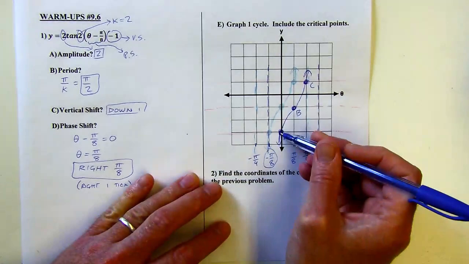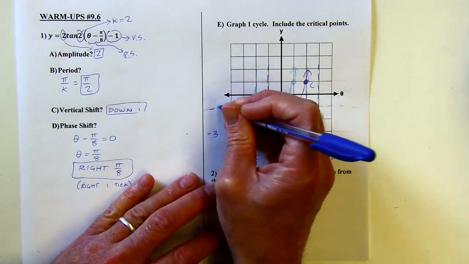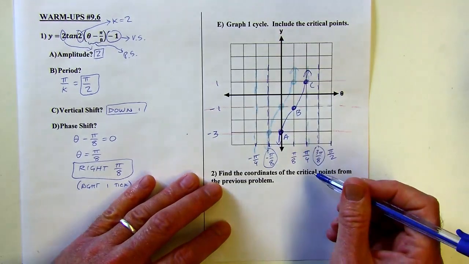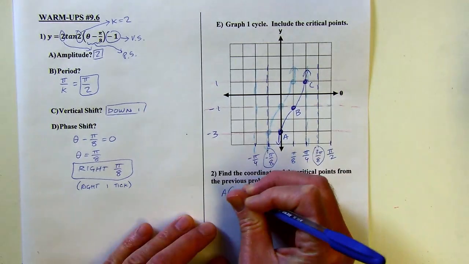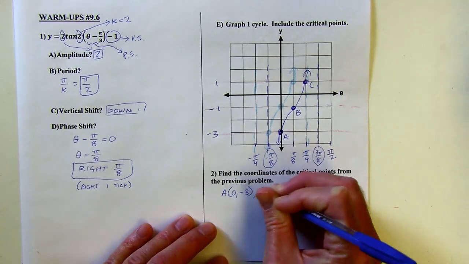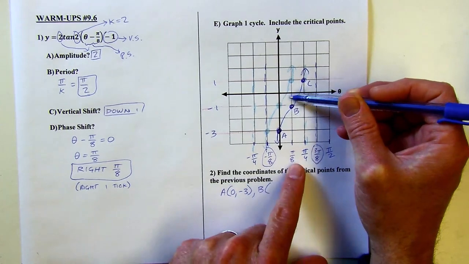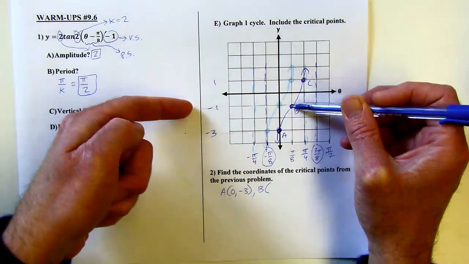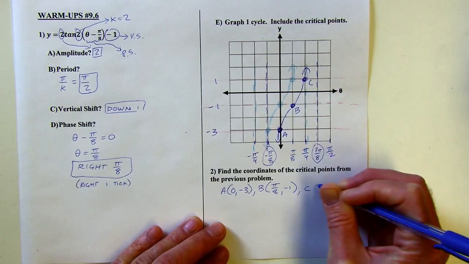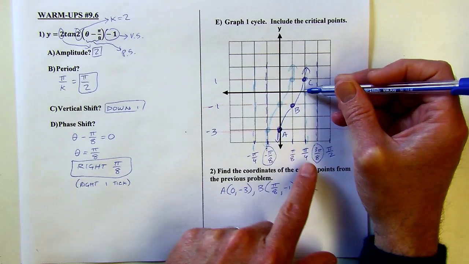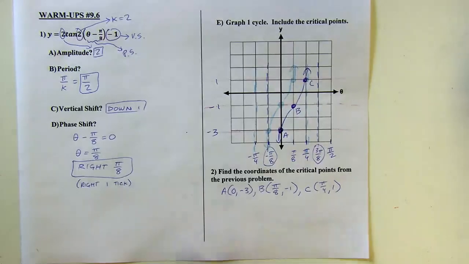So this bottom line is at -3, this would be at -1 here, and this is at +1, okay? All right, so point A, I'm at 0, -3. B, we're going to be 1 tick to the right, 1 tick down. Well, 1 tick to the right is pi over 8, so I'm going pi over 8 to the right, 1 down. And then point C, we're going 2 ticks to the right, which is pi over 4, so pi over 4 to the right, 1 up. Okay, and there we go.